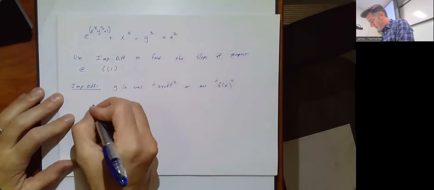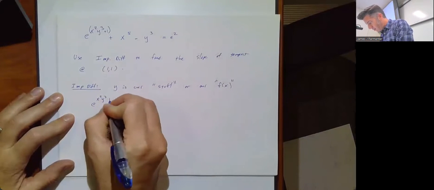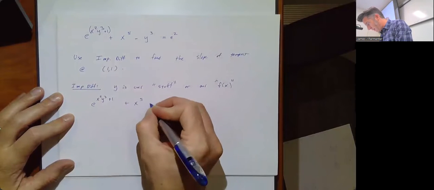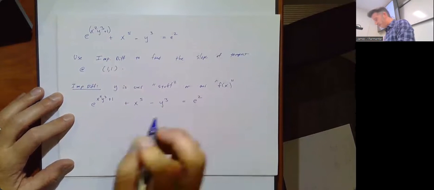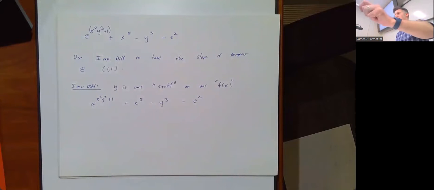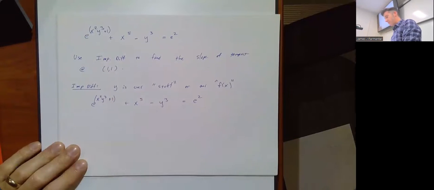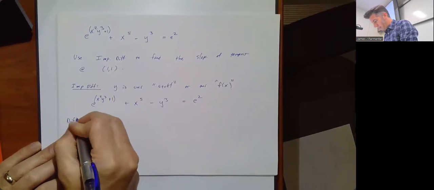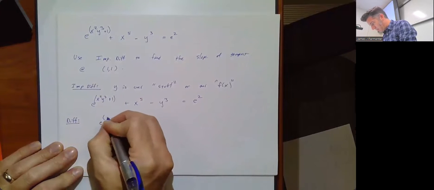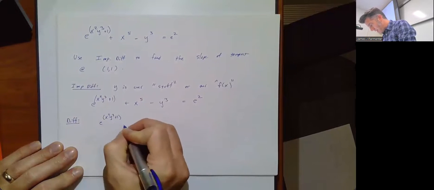So I'm going to write this again. I got e to the x squared y cubed plus 1, plus x to the 5th, minus y cubed, equal to e squared. Okay, so everyone's favorite derivative, the easiest derivative. What is the derivative of e to the x? Yes, it's the best. So that means the derivative of e to the stuff is e to the stuff times the derivative of the stuff. So here's my stuff. Differentiating both sides, I'm going to get e to that same stuff times the derivative of that stuff.